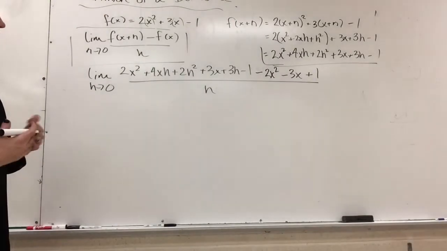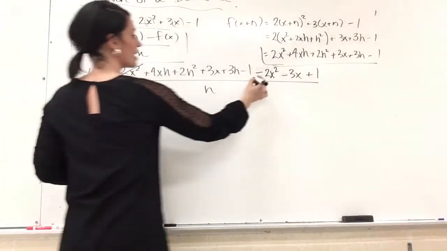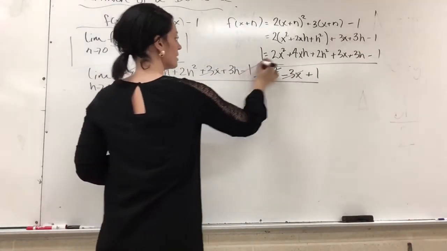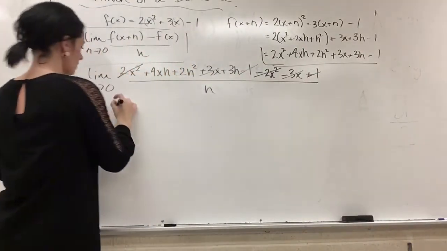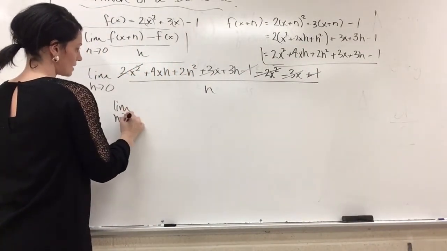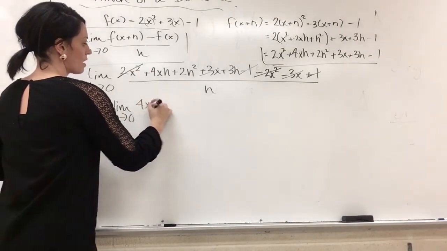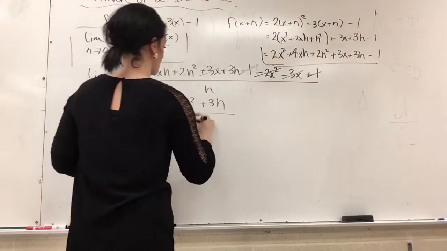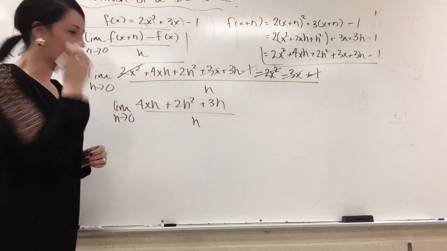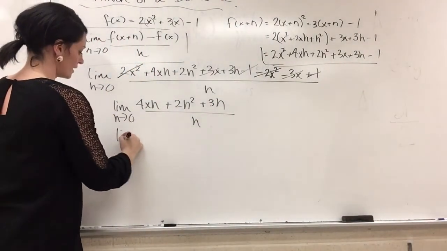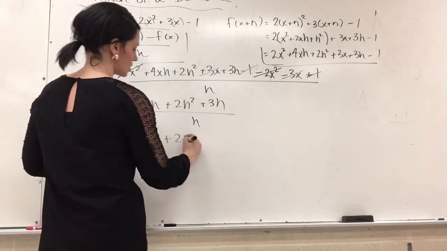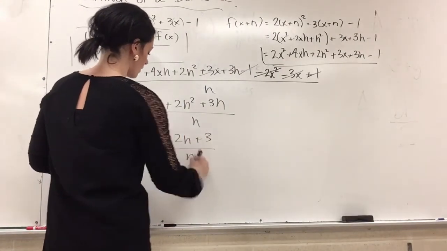At this point, some things are going to cancel. So 2x squared and minus 2x squared, 3x and negative 3x, minus 1 and 1. That leaves me with the limit as h approaches 0 of this. The next step is I can take an h out of everything. So I have the limit as h approaches 0 of 4x plus 2h plus 3, all over h.